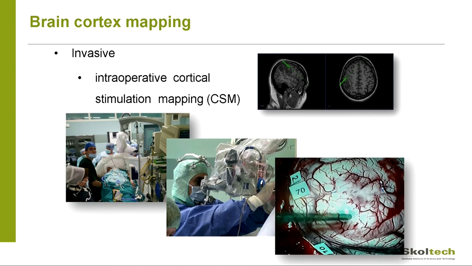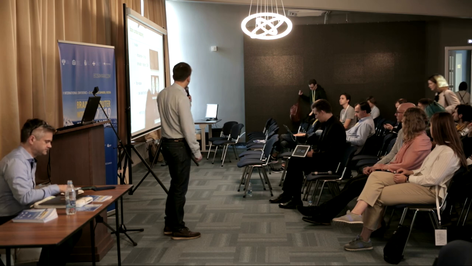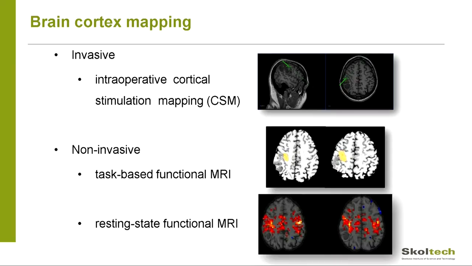During the operation, the surgeons perform intraoperative cortical stimulation, sometimes when a person is awake. But they also need to know the preliminary location before the operation. Nowadays, it is usually performed with a task-based functional MRI, and this has several disadvantages. First of all, a person should be conscious and should be able to perform tasks. It takes quite a lot of time for each task to be mapped, like motor task, language task, visual task, and so on. So the problem is that it is not always possible. Sometimes the persons are unconscious.